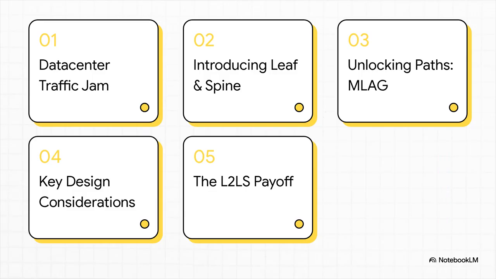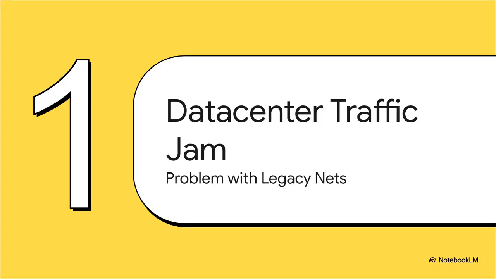All right, here's the game plan. First, we'll look at the massive traffic jams that used to plague older networks. Then, we'll introduce the hero of our story, the Leaf and Spine solution. We're also going to uncover the key piece of tech, MLAG, that makes the magic happen, touch on some really critical design choices you have to make, and finally, wrap it all up with the real-world payoff of this awesome architecture. So, let's set the stage.